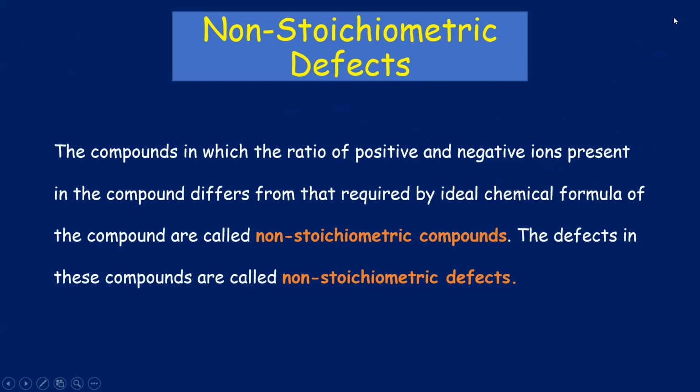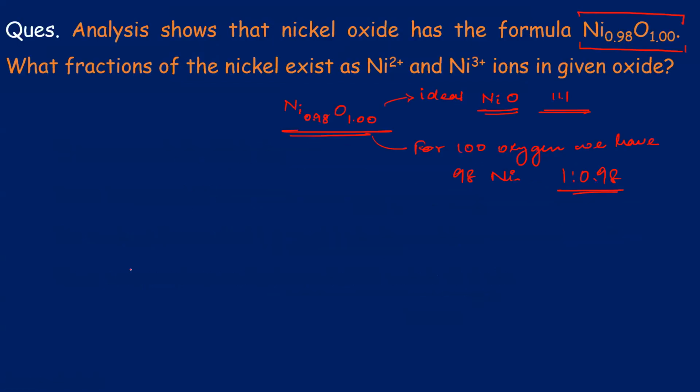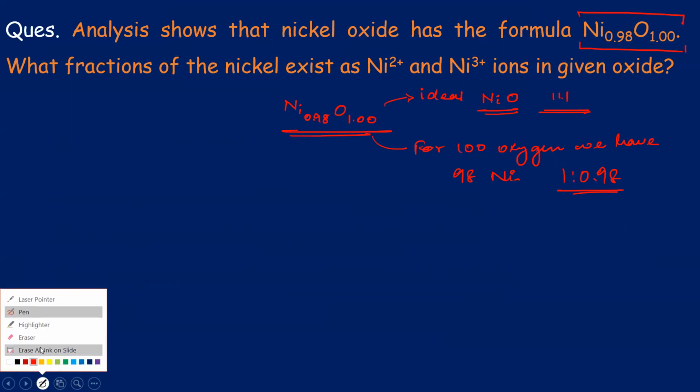If you look here, I've written the definition: compounds in which the ratio of positive and negative ions present in the compound differs from the ratio required by the ideal chemical formula are known as non-stoichiometric compounds, and the defect is known as a non-stoichiometric defect. Now, let us look at this question, what it is saying, and what we have to find.